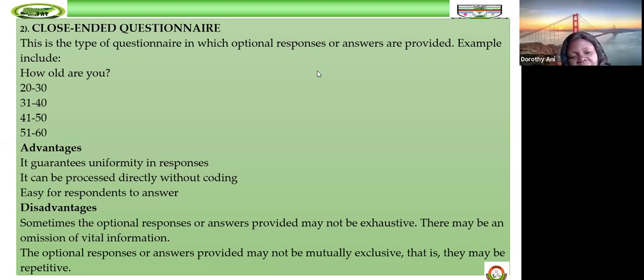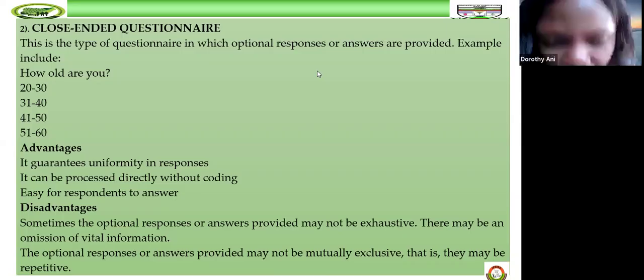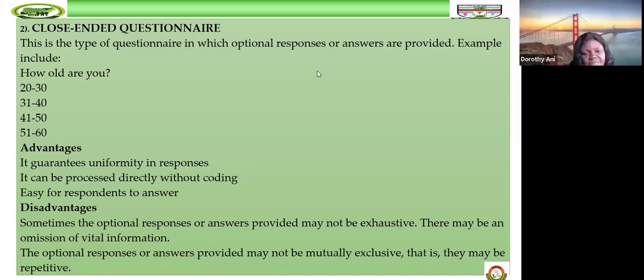Then the demerit is that sometimes the optional responses or answers we provided may not be exhaustive. That's in the case where there may be an omission of vital information. You just know that as a human being, you are bound to make mistakes and to have errors. Like that example I gave about IDP camps. If I am using a close-ended question, the problems that I assume they may have, I may list them. I say, okay, lack of water, lack of food, lack of healthcare, and all that.